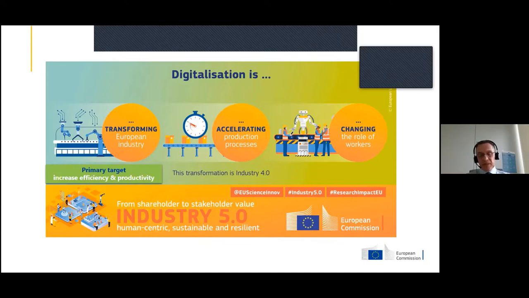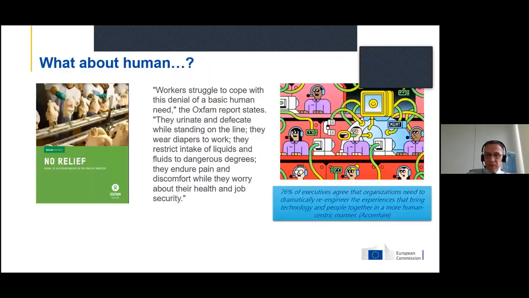Does this happen automatically? Is there a sort of trickle-down effect? So we increase efficiency and productivity, and the situation for the workforce will be better. Well, I have my doubts, and I just have here an example, a quotation from a report made by Oxfam. The people there looked into the working conditions in parts of sectors of our economy, and these are worrying results. So there are sometimes working conditions which are awful and which the workforce has to endure because otherwise they would lose their job. So there is no automatic benefit from Industry 4.0 to workers.